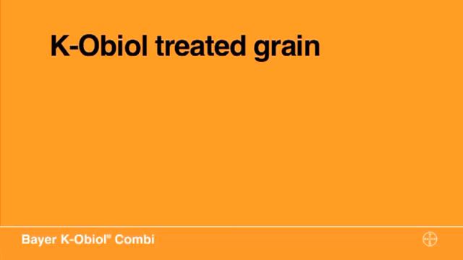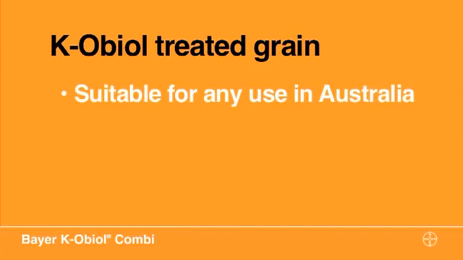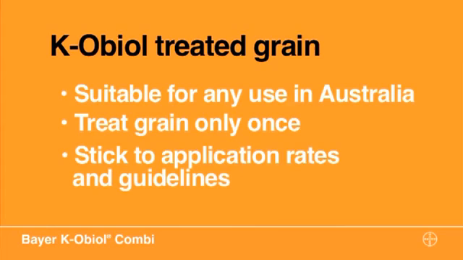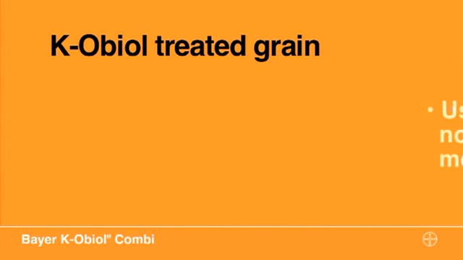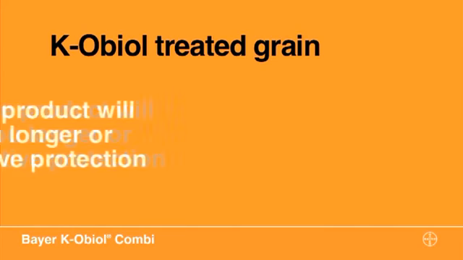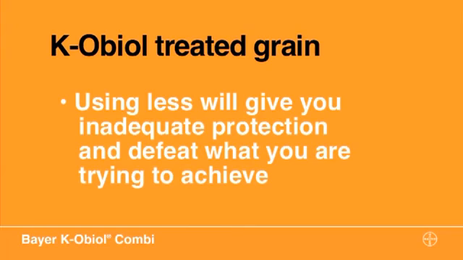And so to sum up, K-obiol treated grain is acceptable for any use in Australia, but you need to treat it properly. You must only treat grain with K-obiol once. Stick exactly to the recommended dilution rate and application rate. Using more product will not give you longer or more effective protection, and using less will give you inadequate protection and defeat what you were trying to achieve.